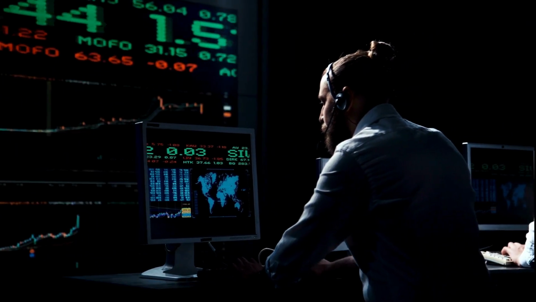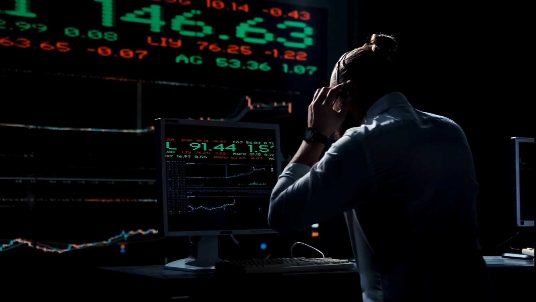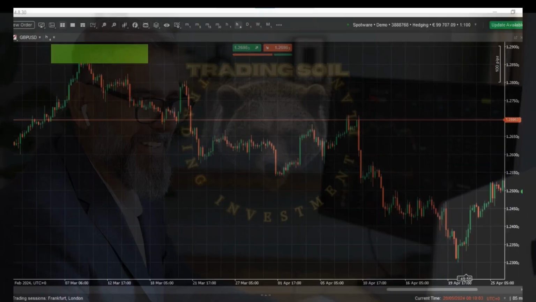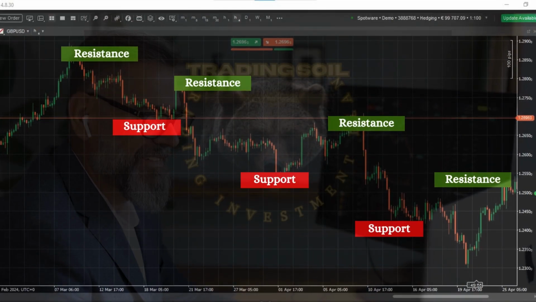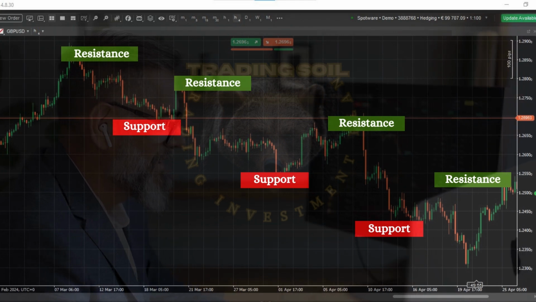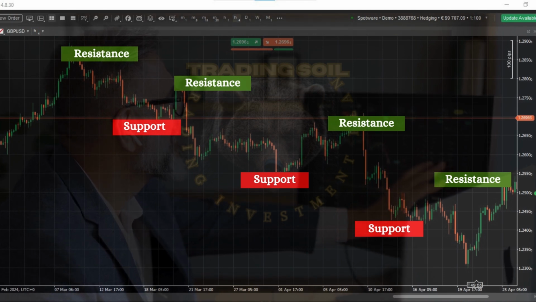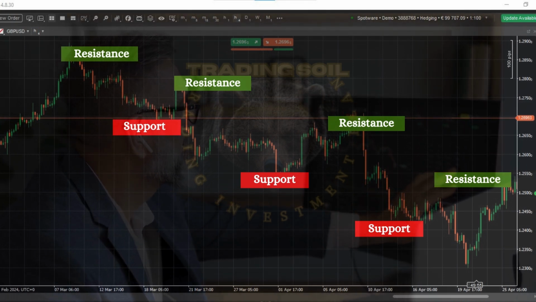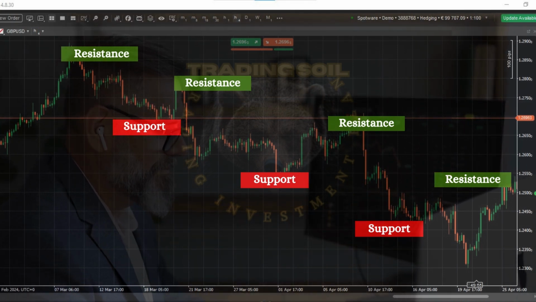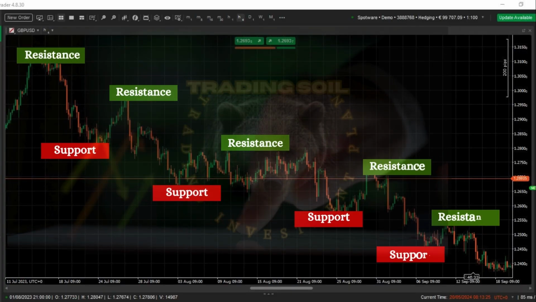For me to illustrate support and resistance, I would like to use the Forex chart, GBP USD. This illustration applies to all financial markets, be it stock, crypto, bond. They are all the same when it comes to technical analysis.